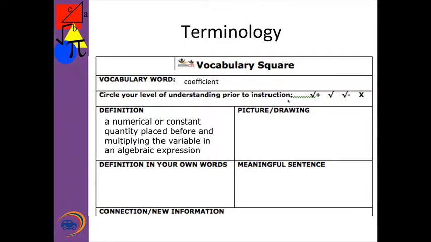Our vocabulary for today, we have one term, and that's coefficient. A numerical or constant quantity placed before multiplying the variable in an algebraic expression. So for example, in 5x, 5 is the coefficient. In negative 2y, negative 2 is the coefficient. In a, the coefficient is 1, even though it's not shown. So what I need you to do is to draw a picture or a diagram, do a definition in your own words, and write a meaningful sentence. Teacher, pause the video, have students compare their meaningful sentence. Welcome back. Let's go on.